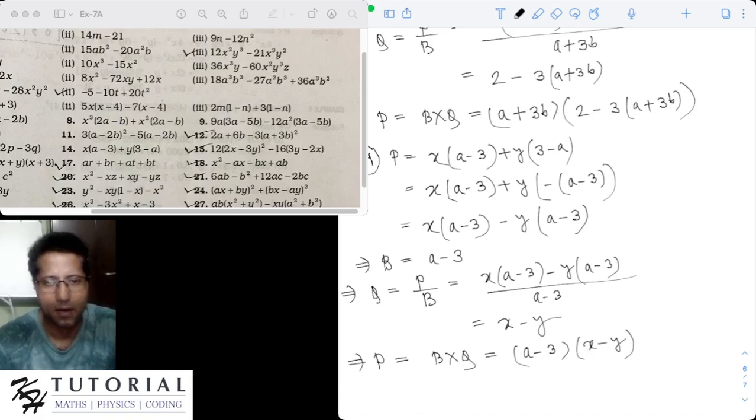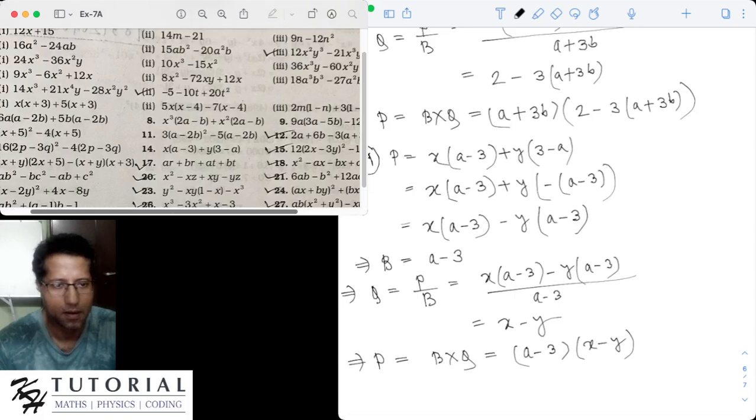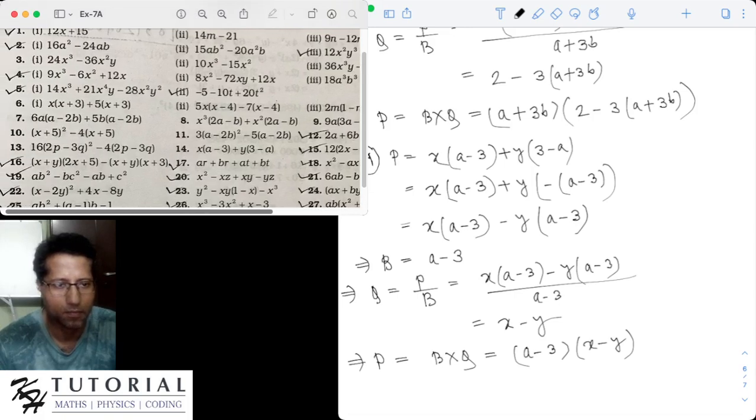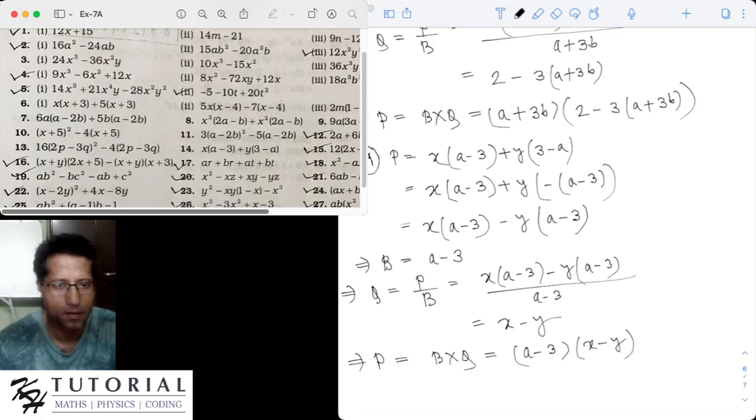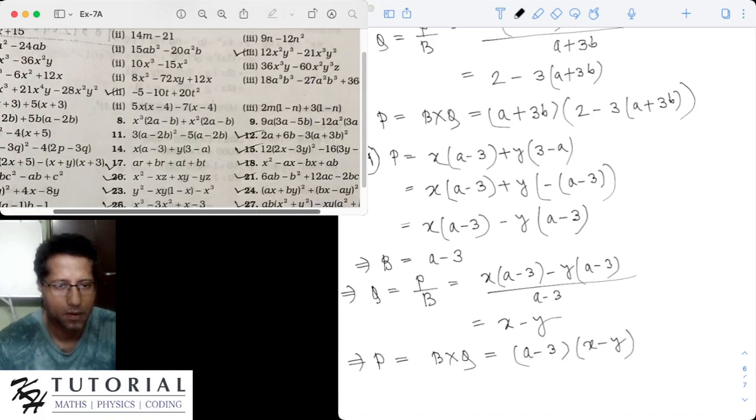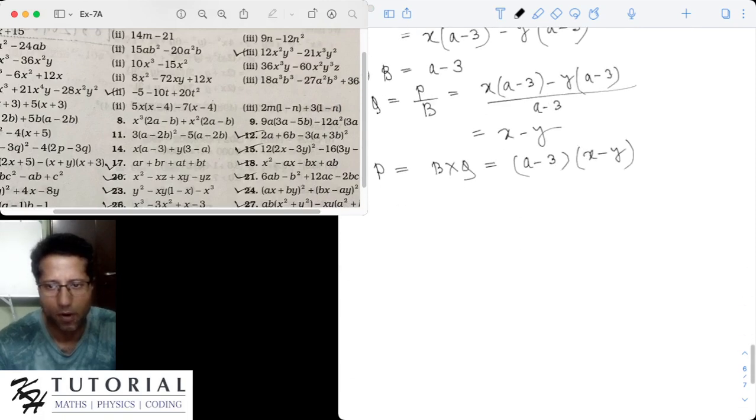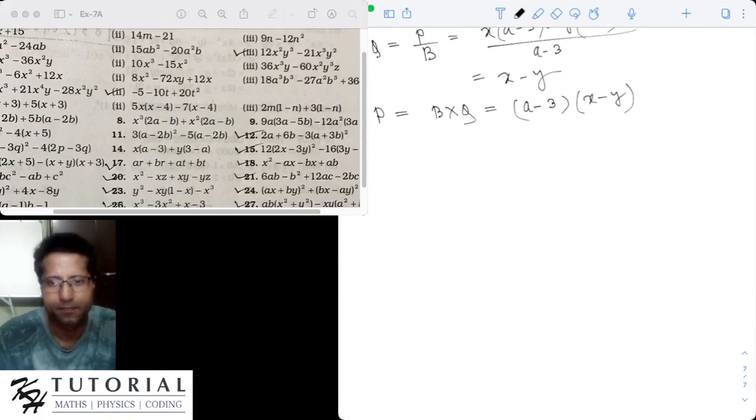Okay. Problem number 15 I will not do. I have already done a similar problem. Let's see whether we can do any other problem. Let's do problem number 17.